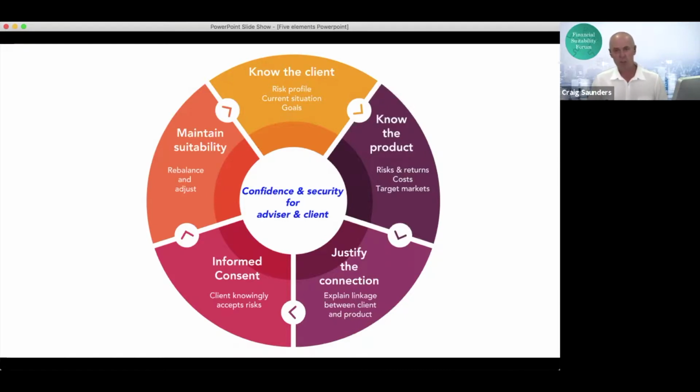We're going to introduce something called informed consent, which is not often discussed in financial services, but it means that we're having the client agree to the process that you're putting them into rather than bamboozling them into signing something that they'll later say, well, I didn't know what I was signing myself up for. And then the final stage is to maintain suitability, which is to review the client and review the investments as time and circumstances change.